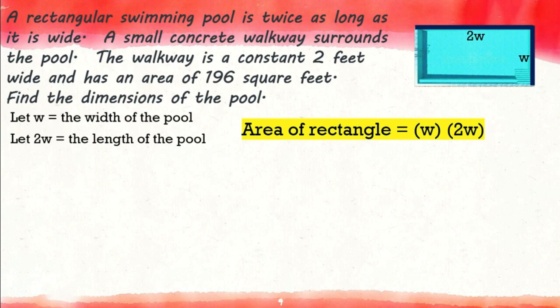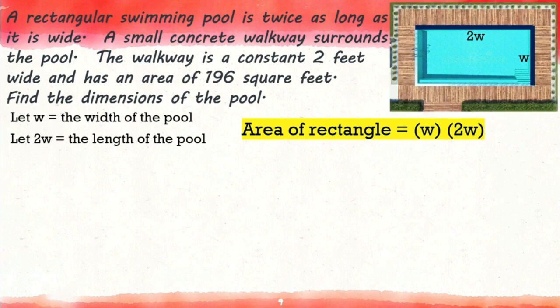The pool has a concrete walkway of 2 feet surrounding it, so this means that there is 2 feet on each side of the width and the length. So we need to increase both the length and the width by 4 in order to get the length and the width of the pool and the walkway. This means that the width is W plus 4 and the length is 2W plus 4.